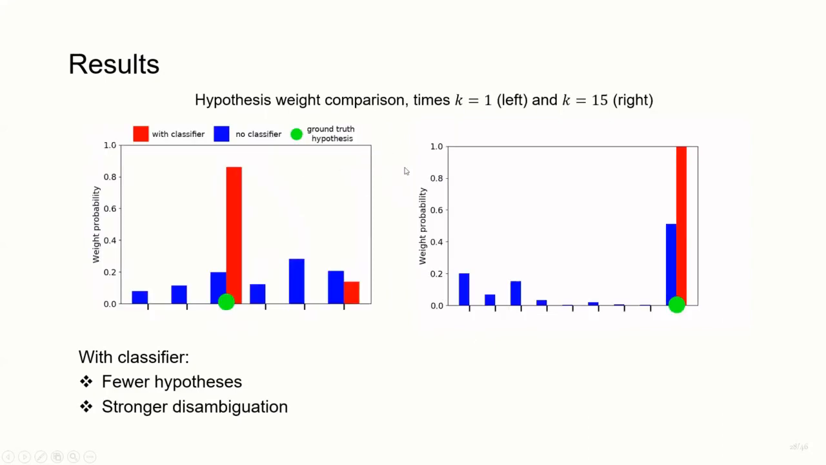This is another view of the same thing. This is a distribution of the weights. Green is the correct hypothesis, and we see that the red distribution is much higher, much more confident in the correct hypothesis. So we get stronger disambiguation and more precise estimates when using the classifier, the viewpoint-dependent model. This is what we got here. And in practice, the overall number of hypotheses remained tractable. We were way under the theoretical maximum number of hypotheses in this simple scenario.